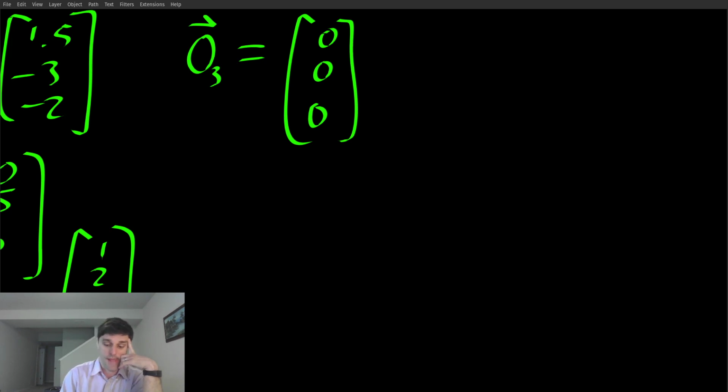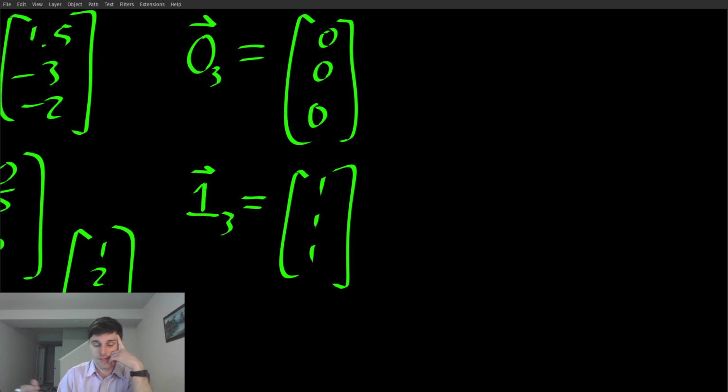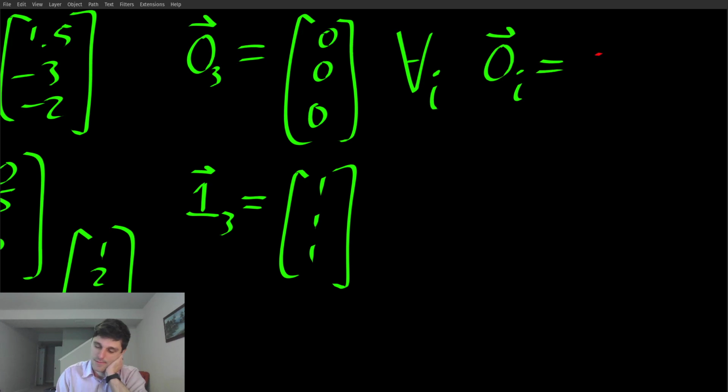You could similarly have a 1s vector that works exactly the same. 1, 1, 1, right? It's just the vector where each element is 1. And if you wanted to be more formal about it, you could say something like, for all i, 0 vector sub i is 0, right? Or 1 vector sub i is 1. And then one other vector that's the unit. So this is 0 vector, 1 vector.